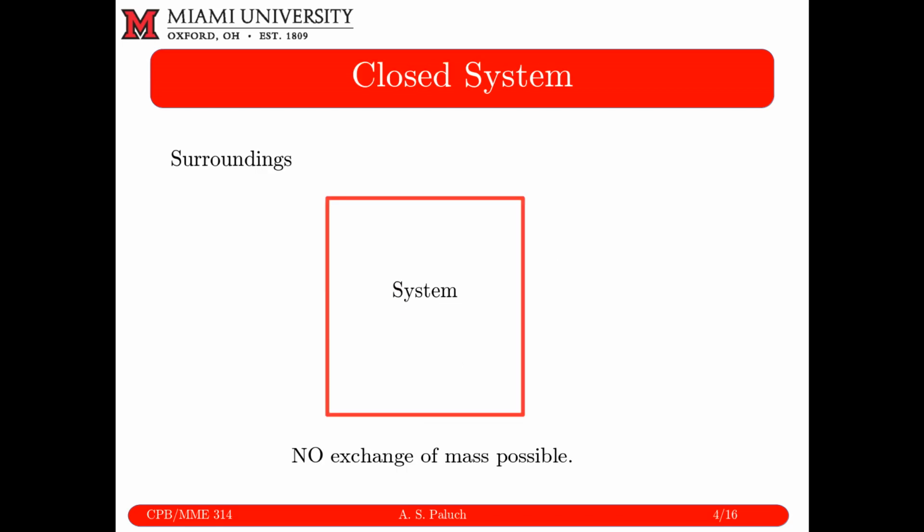So, a closed system. Here I have this solid red box. The idea of a closed system is that my system can't exchange mass with my surroundings. So I have a closed red box in that mass can't cross that system boundary. A closed system just means that there's no exchange of mass between my system and surroundings.